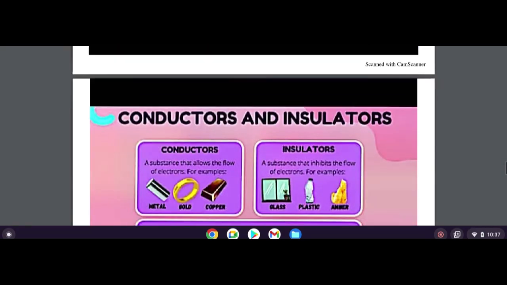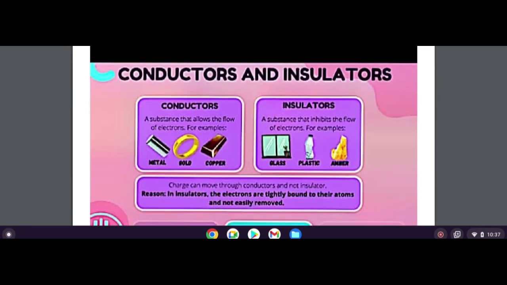Okay. Now the conductors and the insulators. They are not the best examples of static electricity, but they are produced in another state with grounding or separation. A conductor is a substance that allows the flow of electrons, for example metal, gold, and copper. An insulator is a substance that inhibits the flow of electrons, for example plastic, glass, and amber. Charge can move through conductors but not insulators. The reason: in insulators, the electrons are tightly bound to their atoms and not easily removed, but in conductors they are not tightly packed. They can easily move from one object to another.